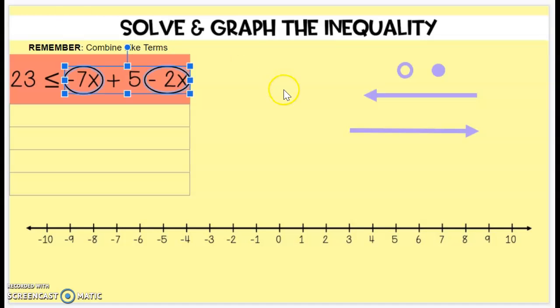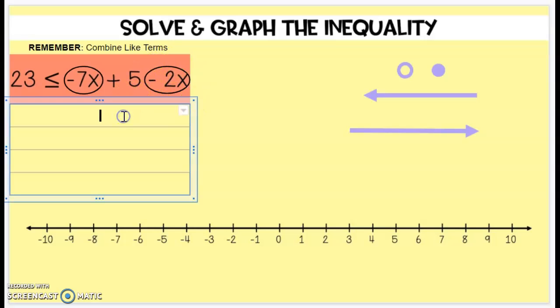So the one thing that we need to do is look at what terms are the same on each side of the inequality. We don't want to circle the 5 and the 23 because they're separated by our inequality symbol. But we do have a negative 7x and a negative 2x. So what I want to do is rewrite this and combine those or put them together so you can see how this is going to flow.